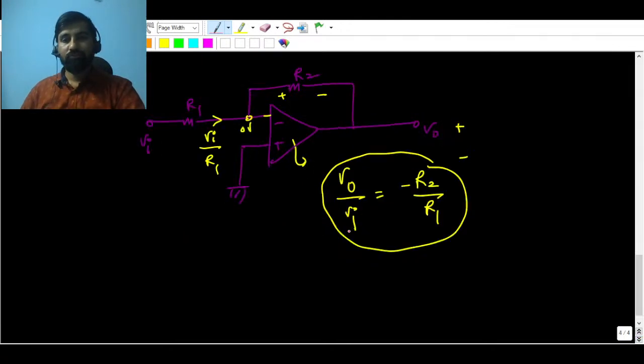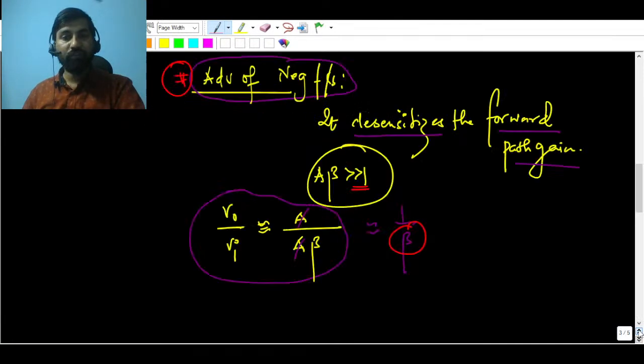And as far as the calculation for the op amp, we have done that: V naught by Vi is minus R2 by R1. In the same manner for BJT also.